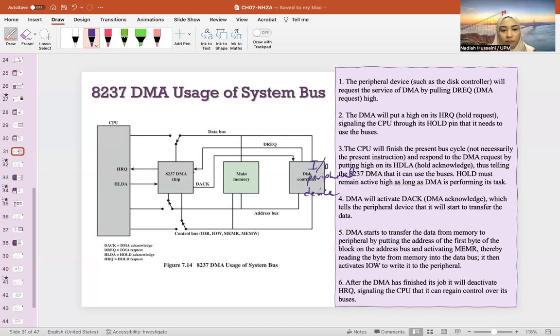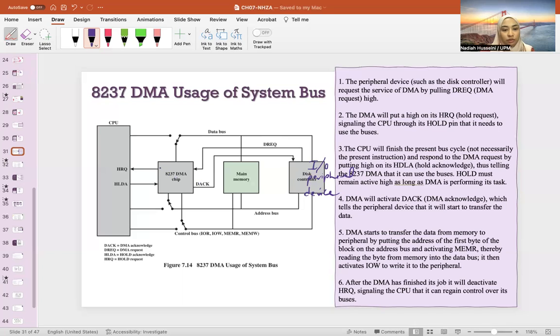It's requesting the DMA module to do something. Maybe read, maybe write, I don't know. And then the DMA module responds to this by acknowledging this DMA request. So DREQ is DMA request. DACK is DMA acknowledge. The DMA responds to this request by acknowledging it.